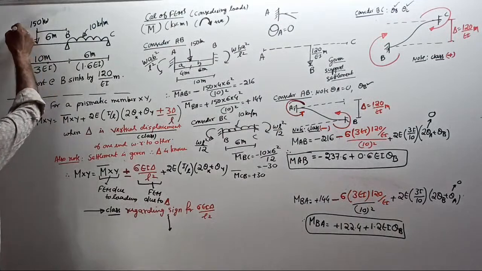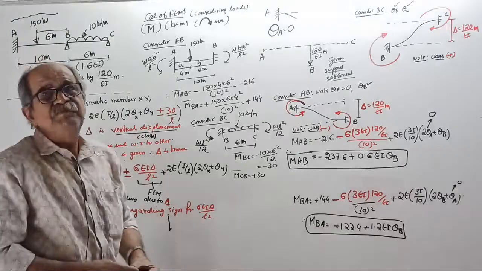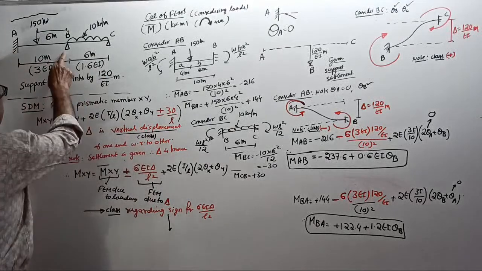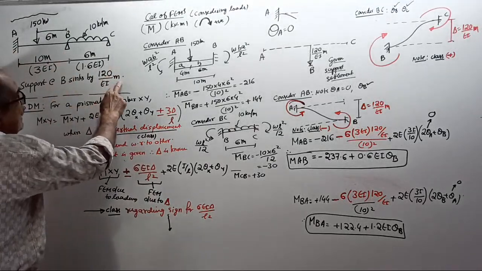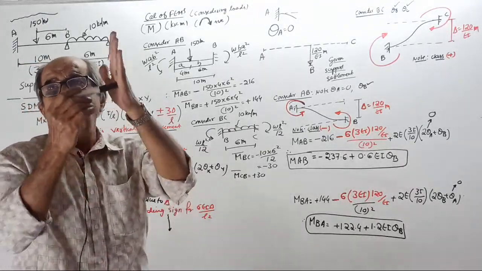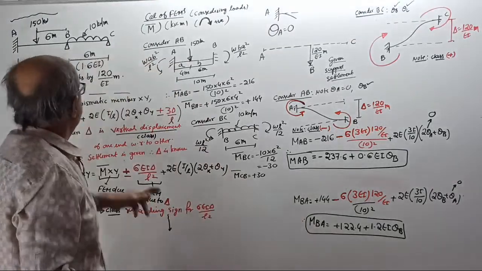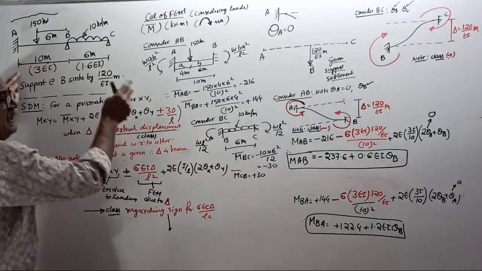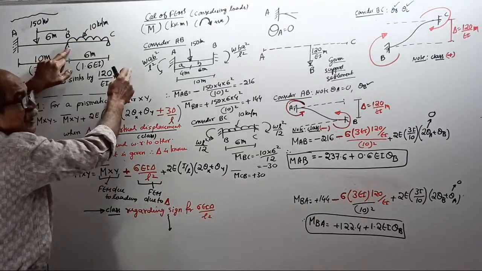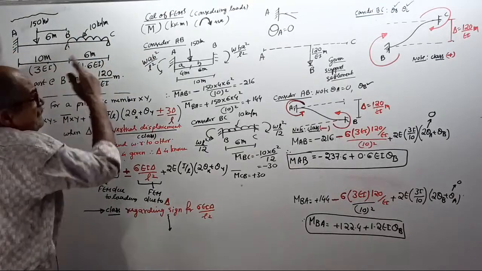This is the beam. Question: analyze the given continuous beam and draw SFD and BMD if support B sinks by 120 by EI meter. I can take any support. One thing you remember: if a support sinks, its effect comes for either side span. Suppose A sinks, the effect is only for AB. If C sinks, the effect is only for BC, for fixed end moment. But if B sinks, the effect is there for both spans.